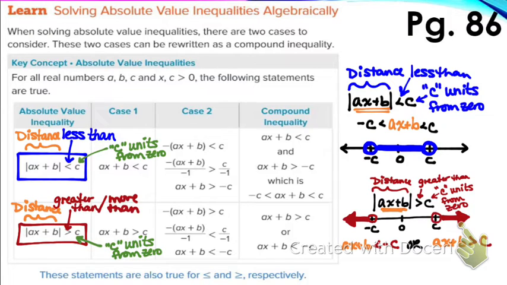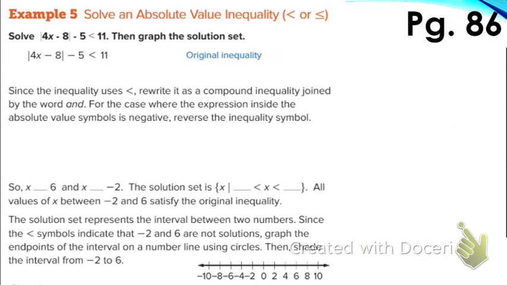In your book, I don't like the way it does the less thans. Those are the ones that we are going to rewrite. And we'll find room in the margins to do that. Let's go look at example number 5, still on page 86.